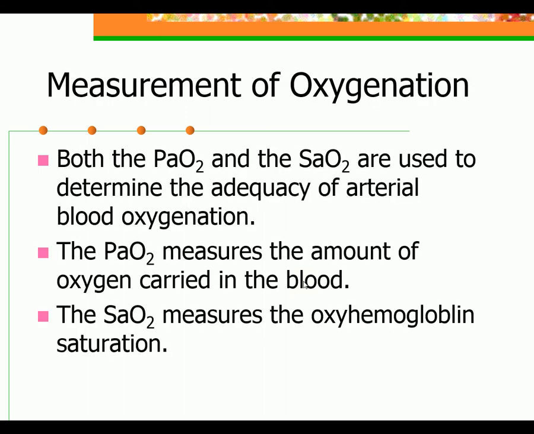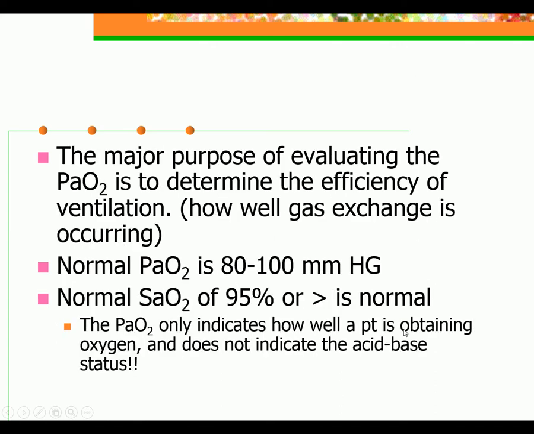Measurement of oxygenation. The PaO2 and the SaO2 are used to determine the adequacy of arterial blood oxygenation. PaO2 measures the amount of oxygen carried in the blood, and SaO2, the oxygen saturation, measures oxyhemoglobin saturation. The major purpose of evaluating your PaO2 is to determine the efficiency of ventilation, how well gas exchange is occurring. Your normal PaO2 is 80 to 100 millimeters of mercury. You need to know these. Now, these are norms for a healthy individual who's under 60, breathing room air at sea level.